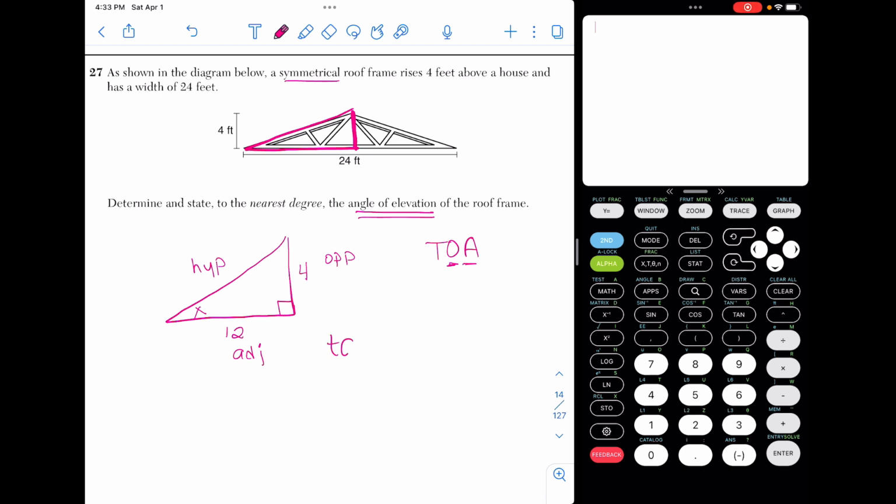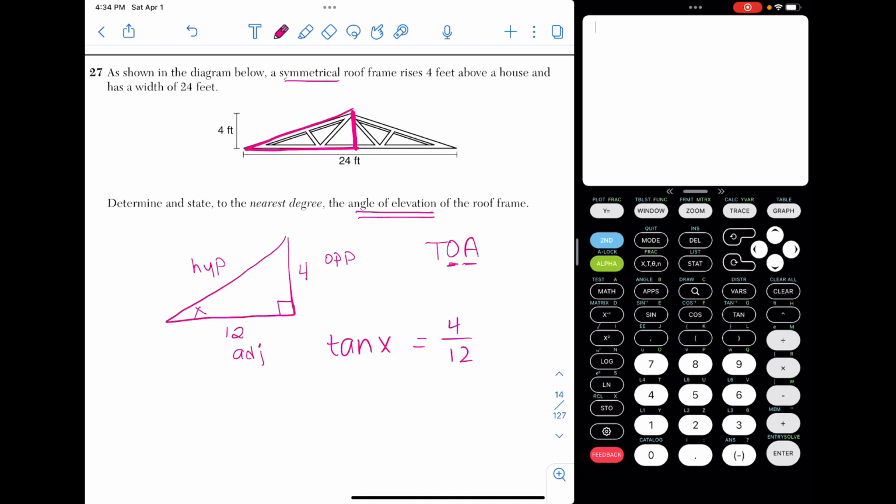So I'm going to write that tangent of x is equal to 4 over 12. Once you write this, we have to use our calculator to get the final answer. There's no way to do this without the calculator. But one thing you want to check is if you're in degree mode.